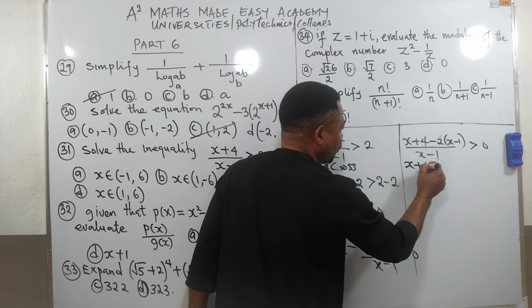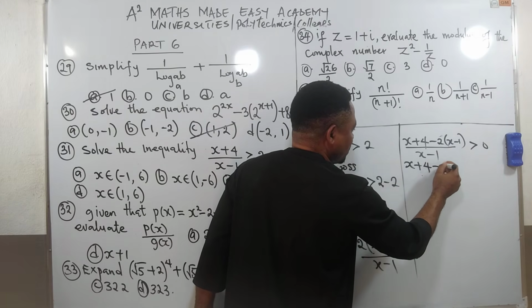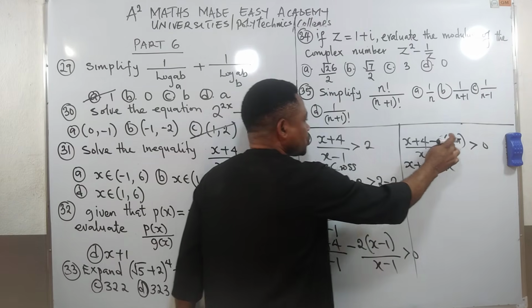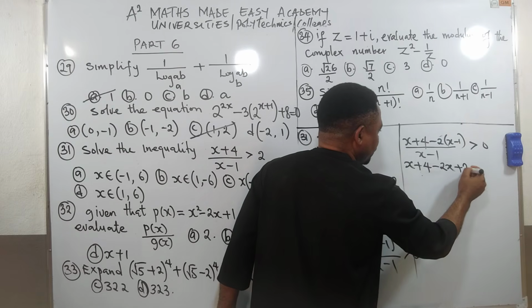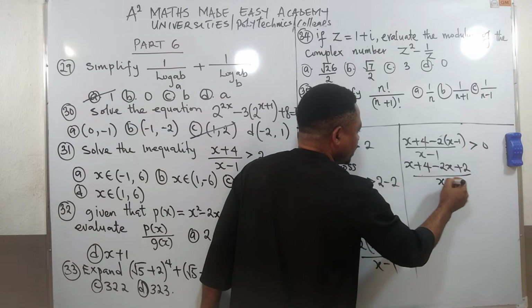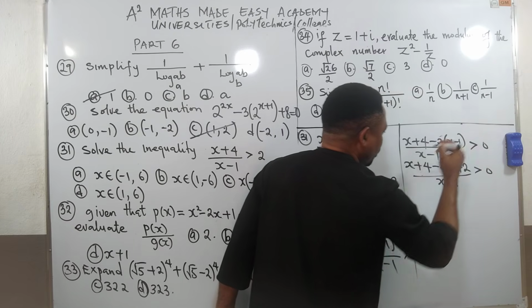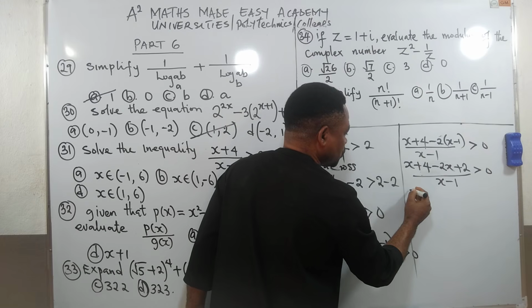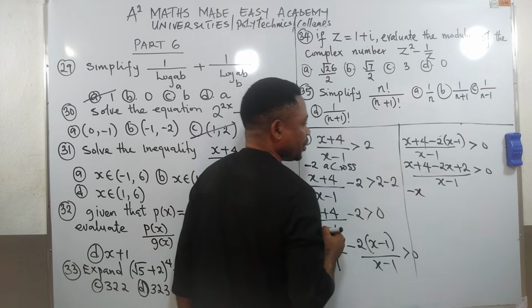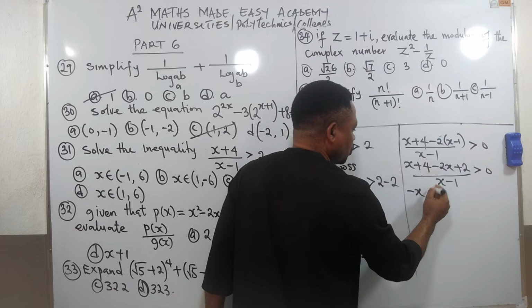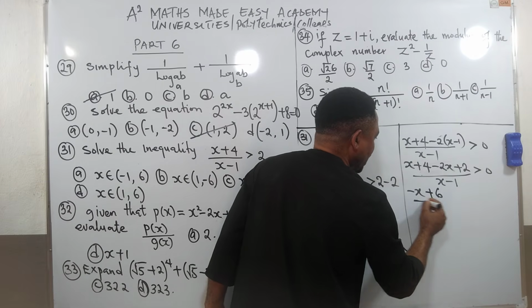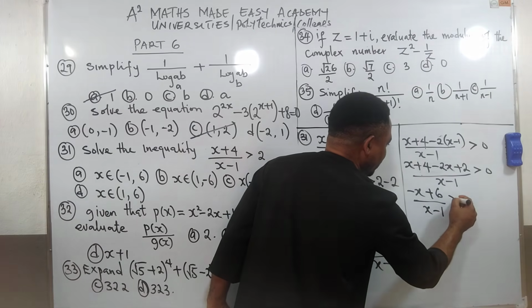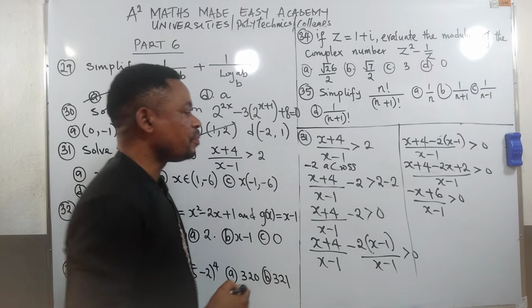I have x plus 4. Minus 2 times x is minus 2x. Minus 2 times minus 1 is plus 2. Are you with me? Then all over x minus 1, then greater than what? 0. Now if you continue, now you have x minus 2x will give you minus what? x. Are you there? Plus 4 plus 2 will give you plus what? 6. Then all over x minus 1 greater than what? 0.